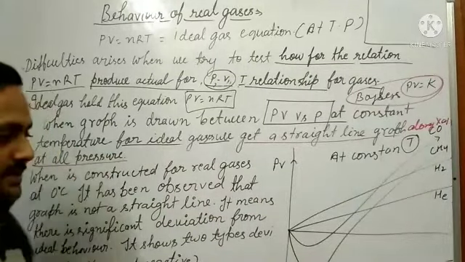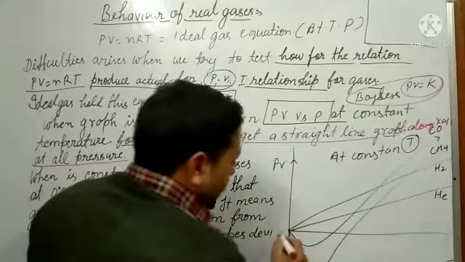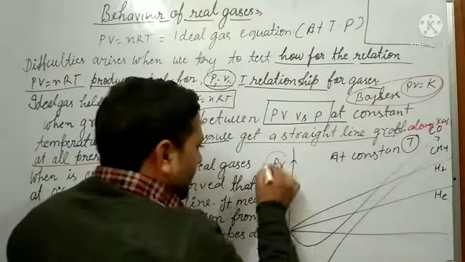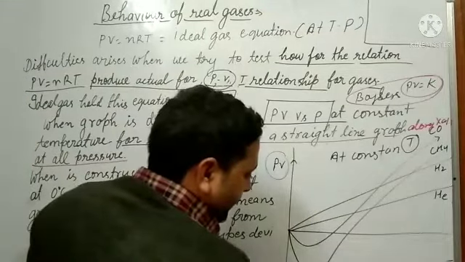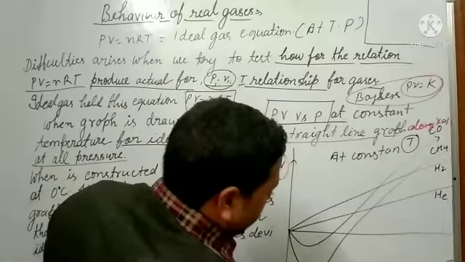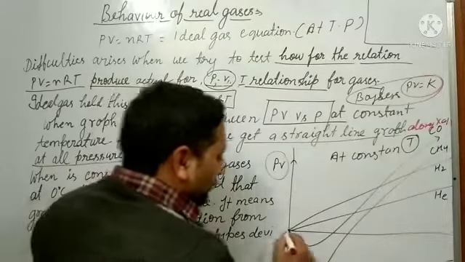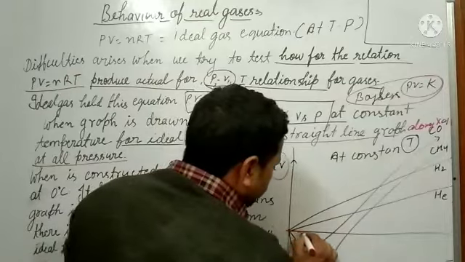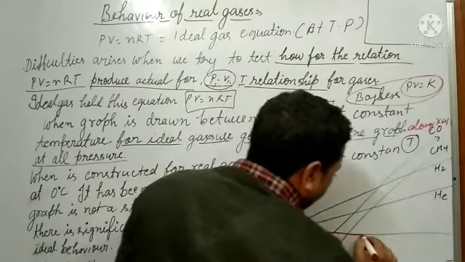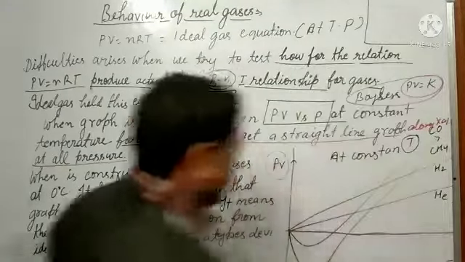At all pressure means, just see here, I have drawn the PV versus P graph here. Okay. So for an ideal gas, just see, if we are drawing this graph for ideal gases.